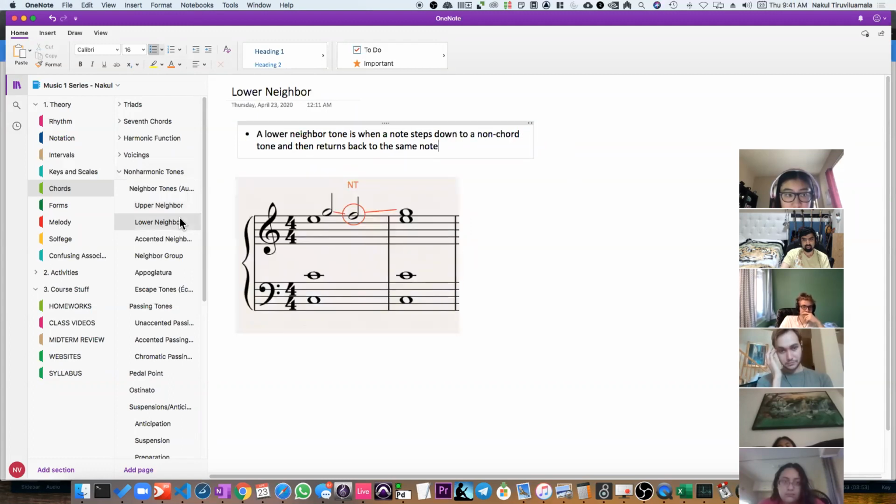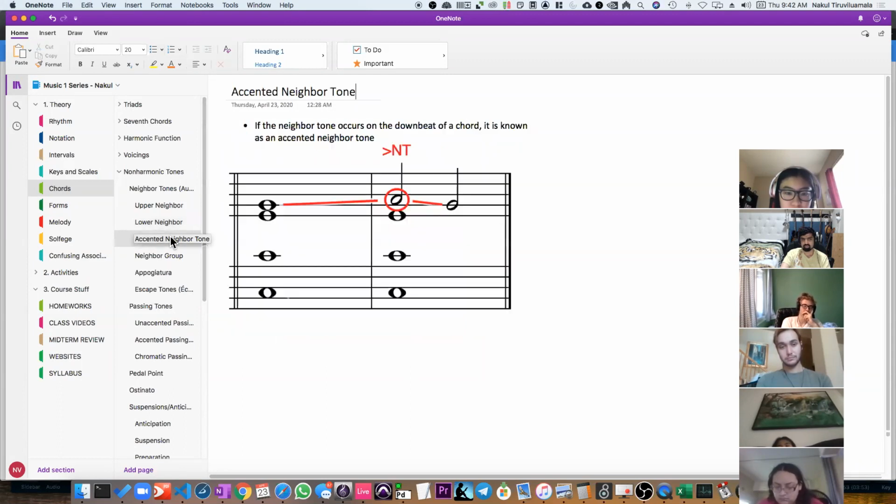All right, so now we have lower neighbor tones. A lower neighbor tone is when a note steps down to a non-chord tone and then returns back to the same note. I had to make this one myself, but the font is kind of similar. You have a C major chord here, and a C major chord here. This G fits in with the C major chord, but this F does not. It's a non-chord tone. In this case, it's a neighbor tone because it's stepping down and then stepping back up. And what do you have? You have a lower neighbor tone. Fascinating, right? Great stuff.